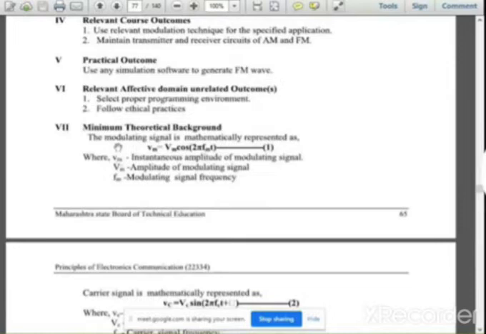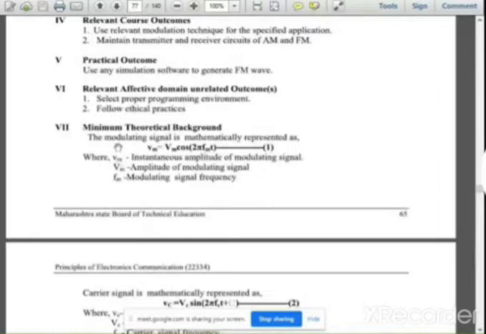So in FM signal what happens is that carrier signal frequency varies with respect to the amplitude of the modulating signal. When the amplitude of the modulating signal increases, your carrier signal frequency also increases, and when the amplitude of the modulating signal decreases, your carrier signal frequency decreases simultaneously. In this way we will get the variation of frequency in the carrier wave. Here the amplitude remains constant.